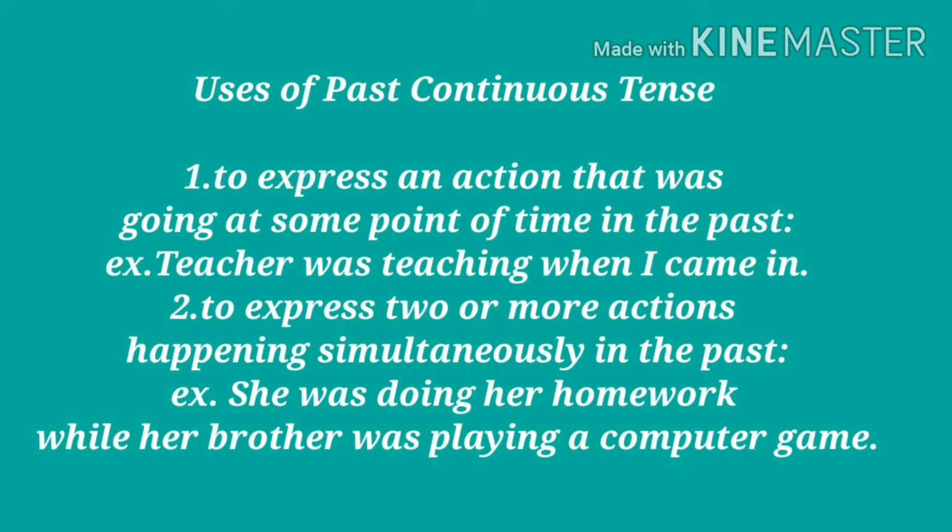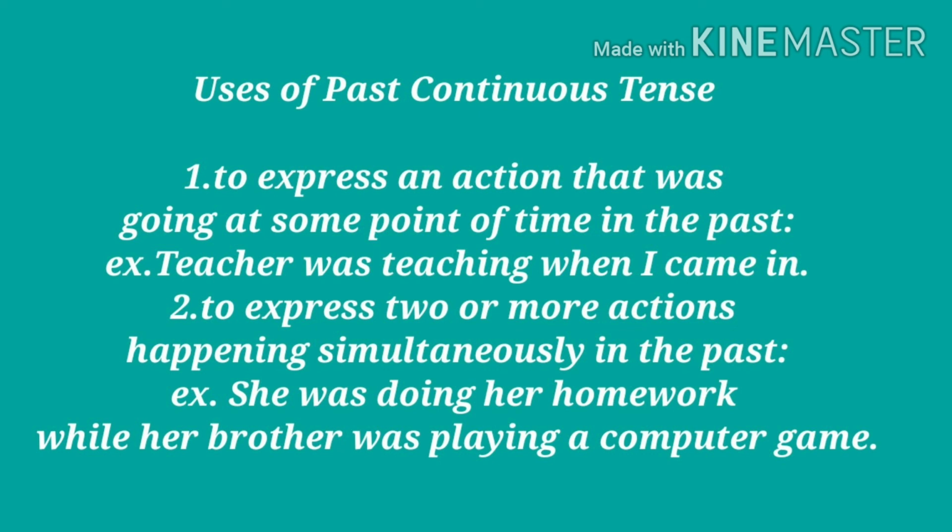The uses of past continuous tense. Past continuous tense is used to express an action that was going on at some point of time in the past. For example, the teacher was teaching when I came in. When I came, what was the teacher doing? The teacher was teaching. The action was continuing in the past.